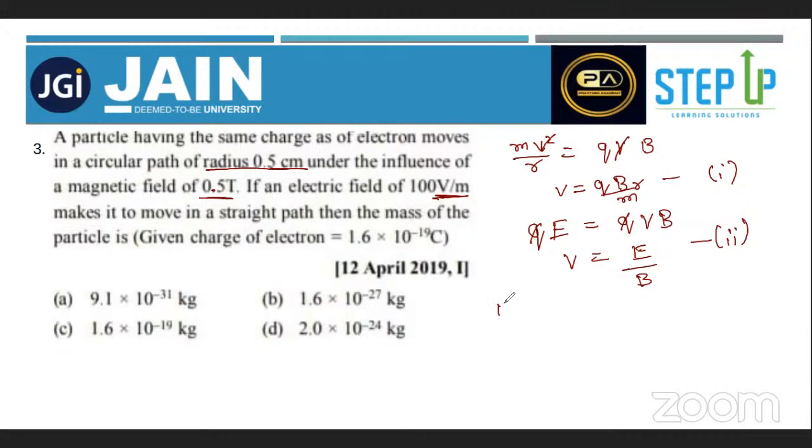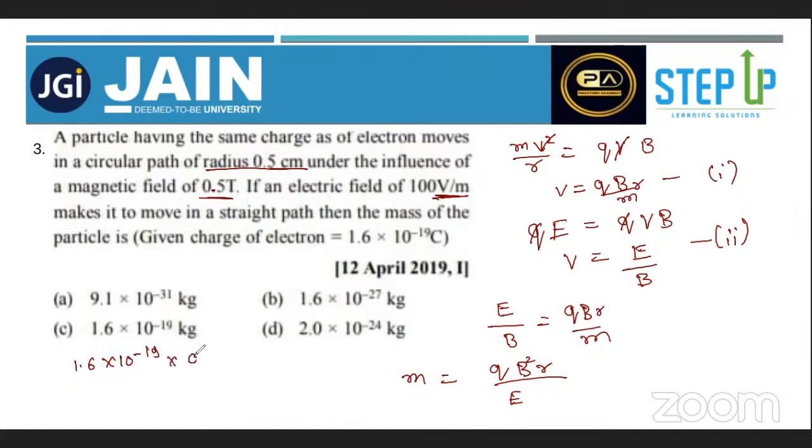If I'm equating this, I'll get E by B equal to QBR upon M. I need to find out the mass of the particle. So M is equal to QB square R upon E. Now the Q value will be equal to 1.6 into 10 raised to minus 19 coulomb.